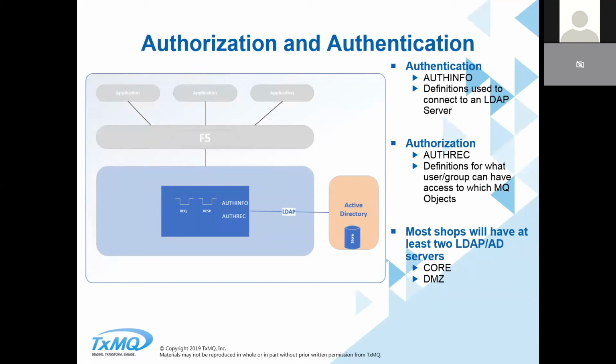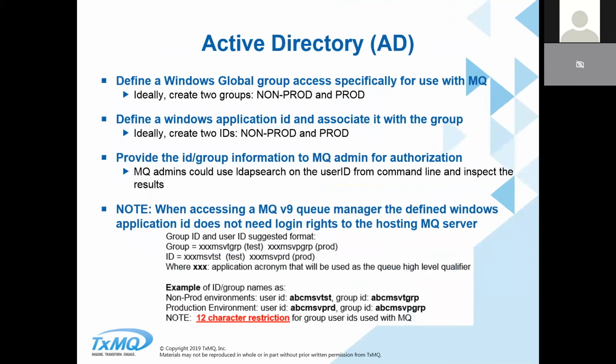Here, as a simple example for authorization and authentication: authentication uses the AUTHINFO object. Definitions are used to connect to the LDAP server. Authorization uses AUTHRECs, and you run these within your run MQSC environment. The definitions are for what users and groups will have access to which MQ objects. And I'll try to give somewhat of an example within here.